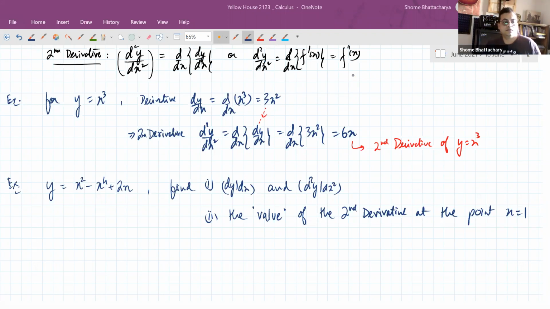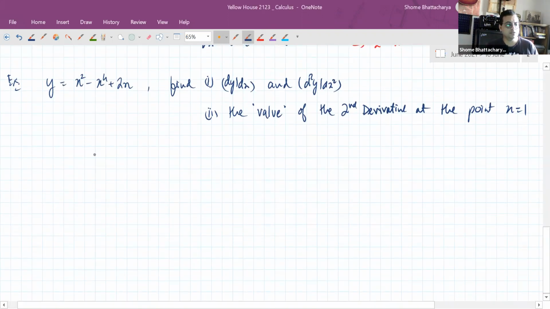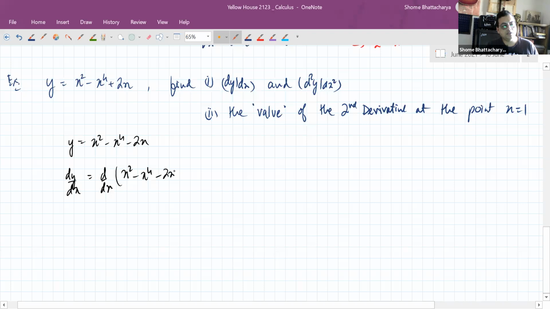Yes, very good. Correct. So let's quickly go step by step with this. So as you can see that for the function, this one, dy by dx, you have to just differentiate this, which all of you are used to doing by now. So I'll just write directly. So differentiation of x square is 2x minus differentiation of x to the power 4. That's 4x cube minus differentiation of 2x, which is -2. So this is the derivative. This is what we can call the derivative of the function.